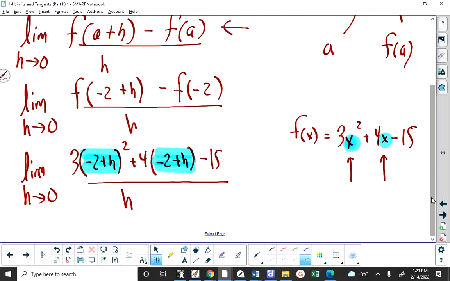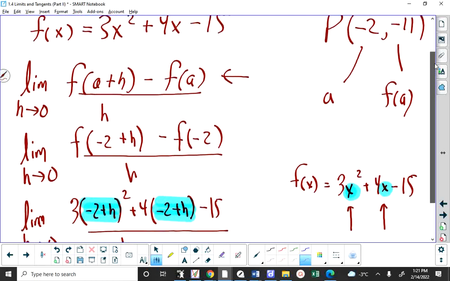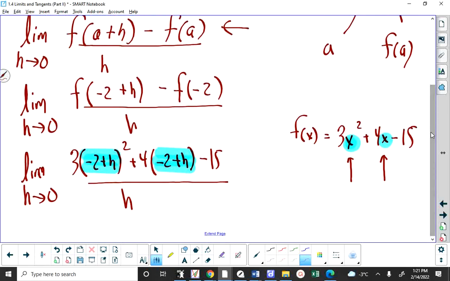What have I neglected to include here? What have I forgotten about? That it is a common mistake, Zebby. I've forgotten minus f of a, right? And f of a is the y coordinate at that point, which is -11. So I have minus -11.